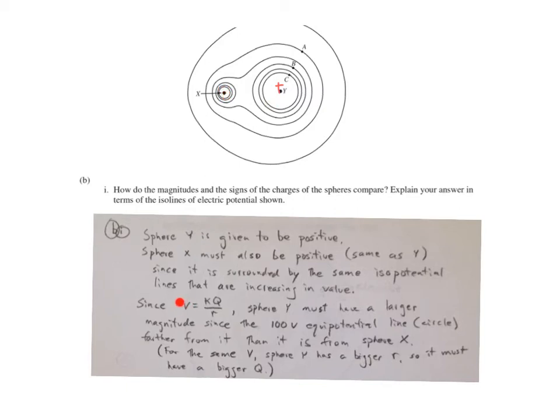So to have the same potential at those locations, for a bigger radius, you must have a bigger charge. In point Y, there's a bigger radius. So point Y, or charge Y, has to be a bigger charge because you have a bigger distance for the same energy level. And that's the argument I'm making right down here.